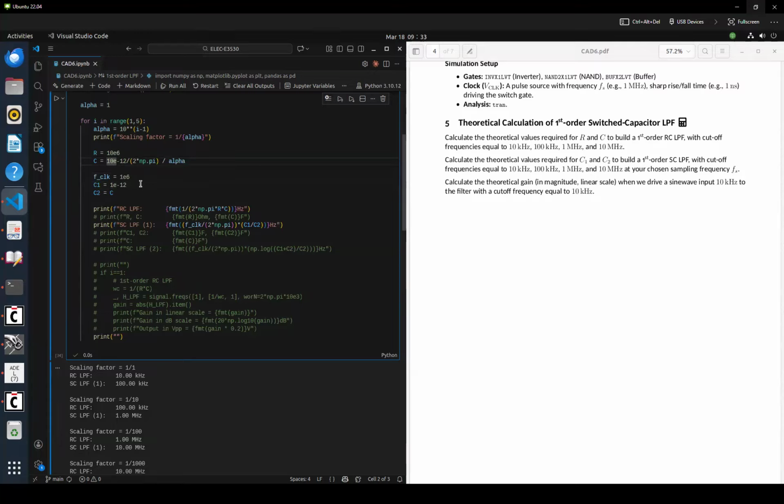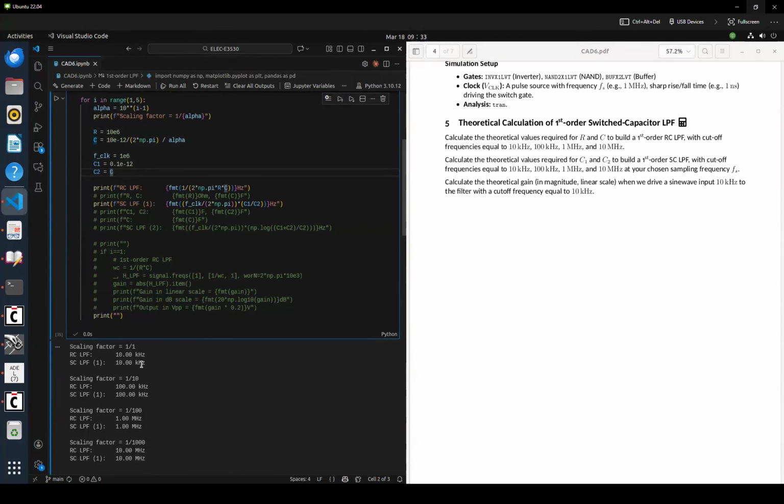So maybe we can increase this one. No, it should be decreasing, right? Yeah, then if we set C1 as 100 femtofarad, then you can see that the switched capacitor low pass filter cutoff frequencies are aligned. Then we can print C1 and C2 values here. Then C1, C2, 100 femtofarad.